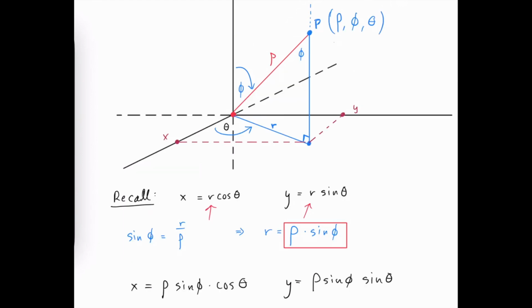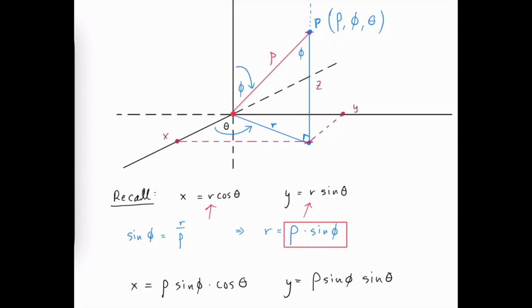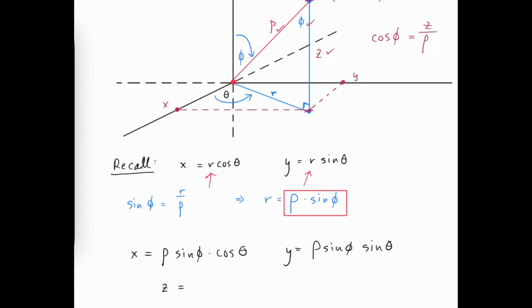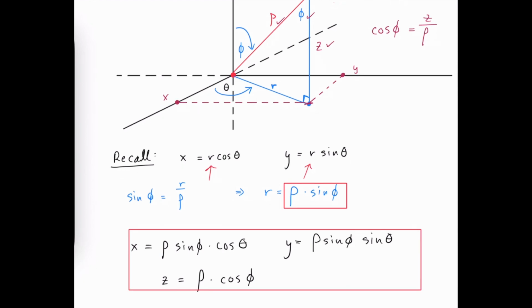Let's come back up here to our drawing to recognize that z is this vertical distance, which is the side adjacent to phi, and the trig function that relates phi to z and rho is cosine. We see that cosine phi is equal to adjacent over hypotenuse. And if we multiply both sides by rho in order to solve for z, we'll get that z is equal to rho times the cosine of phi. And these are the formulas that we're going to use to convert an ordered triple from rectangular into spherical coordinates.